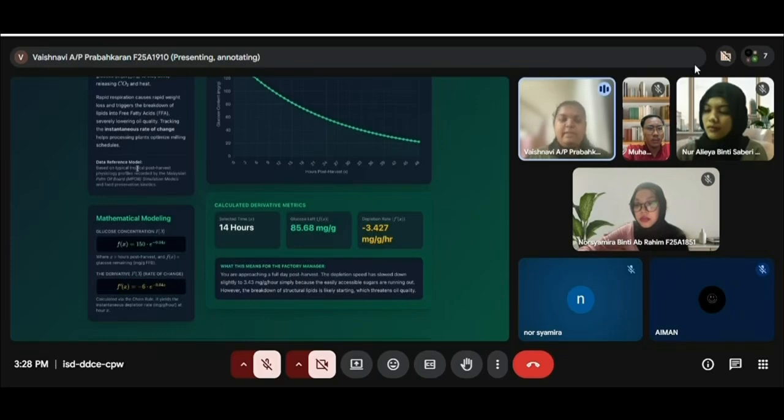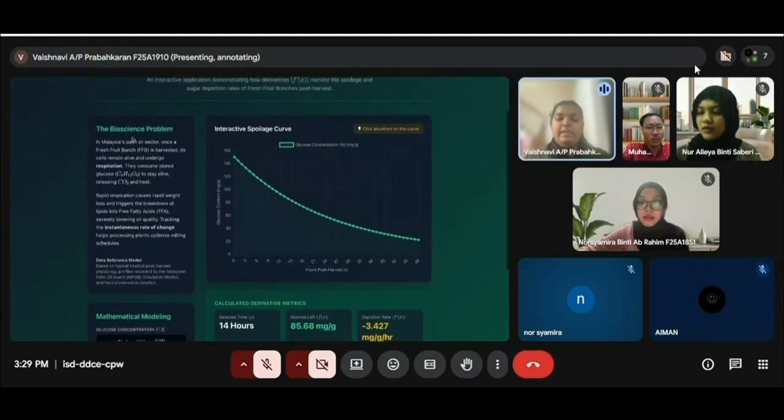Using derivatives to determine how quickly glucose is being depleted, we differentiate the function. This derivative represents the instantaneous rate of glucose depletion. The negative sign tells us that glucose concentration is decreasing over time. The derivative was obtained using the chain rule and allows us to measure how fast glucose is being consumed at any specific hour. So, one of the key features of my website is the calculated derivative matrix section.